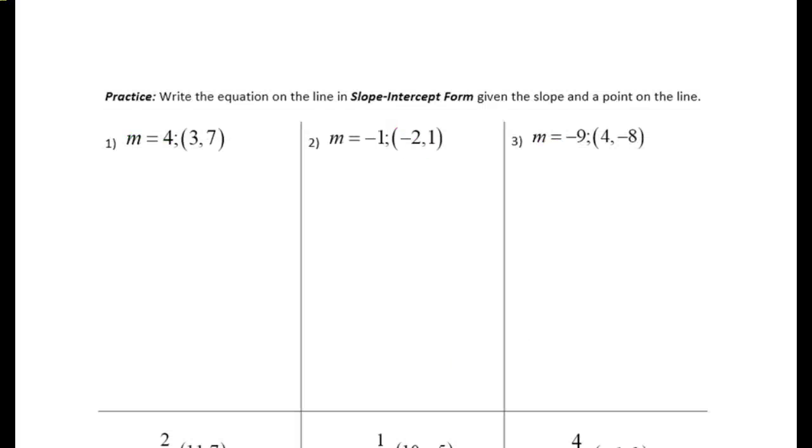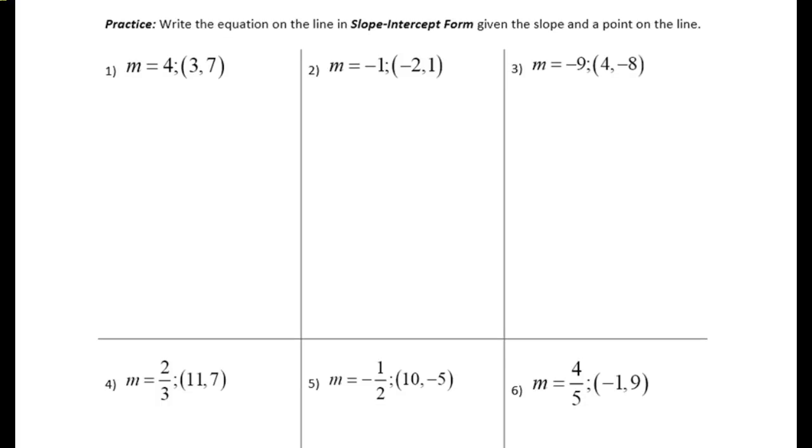Okay, so let's do some practice here on this next page. Number 1, they tell us the m is 4, and it goes through the point (3, 7). So once again, it all starts from y equals mx plus b.